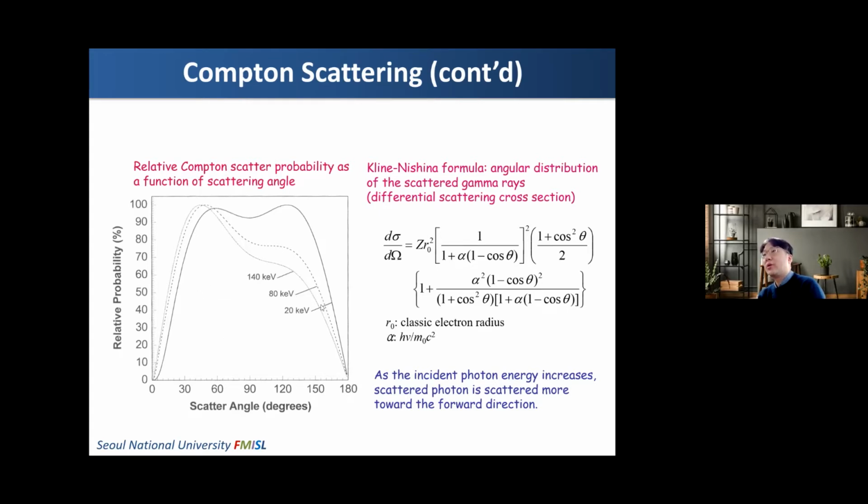And this distribution also depends on the energy of the incident photons. I mean, low energy photons have a more uniform distribution, but with higher energy photons, smaller scattering angles are more dominant. So this means that in gamma camera single photon imaging, the scattered photon can have larger scattering angles than in PET applications. So scatter correction is quite important for the gamma camera or SPECT imaging.